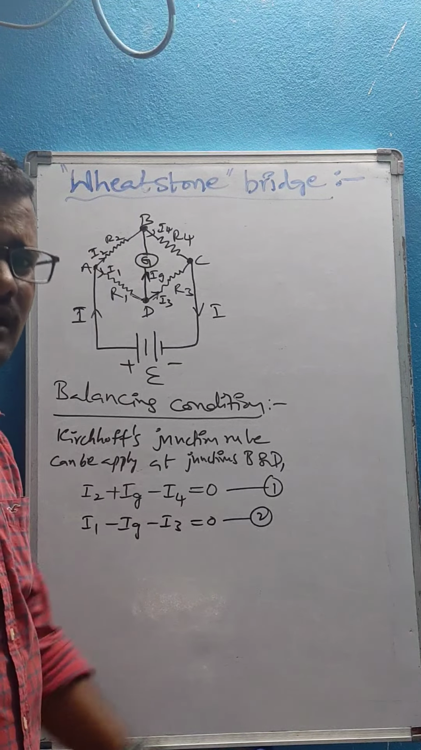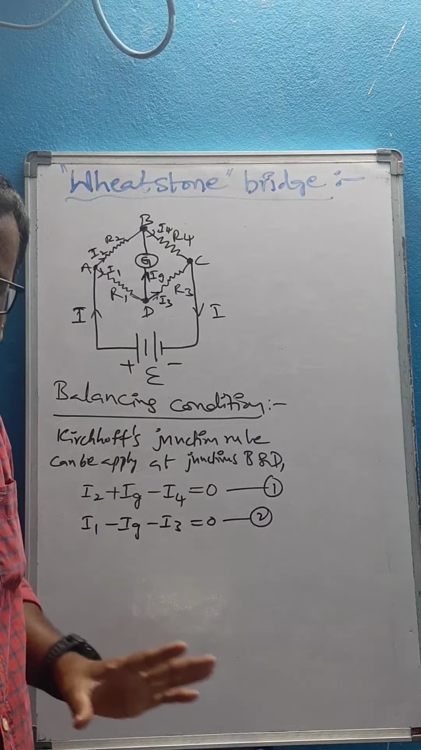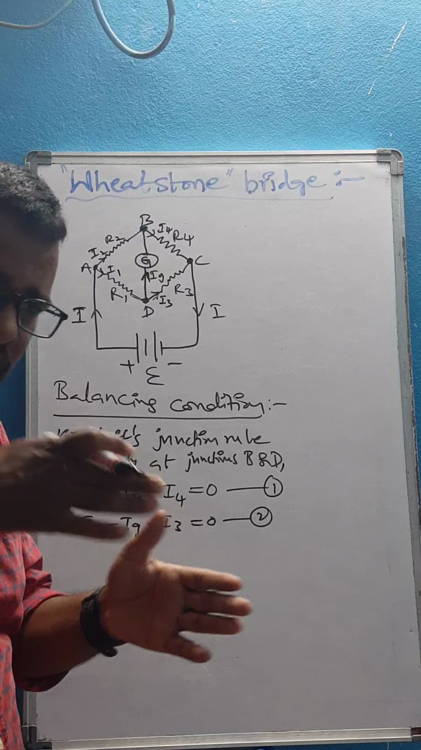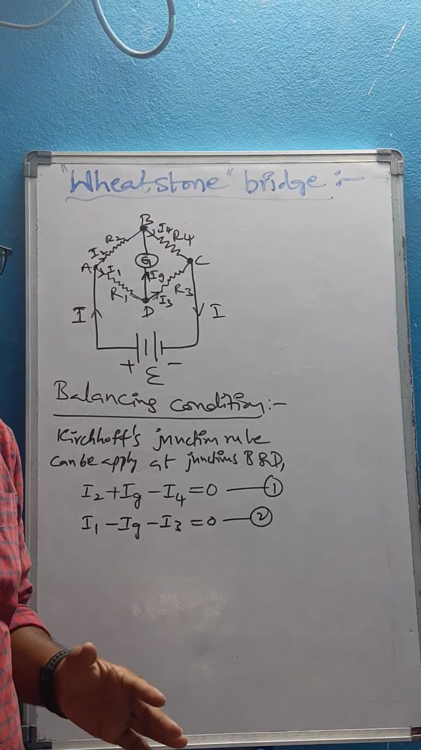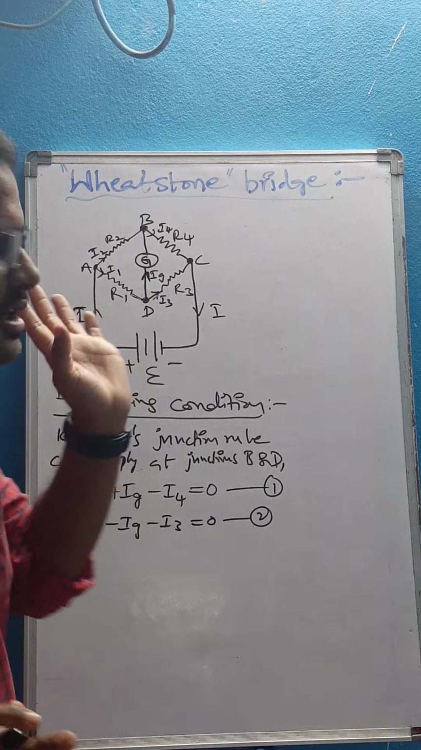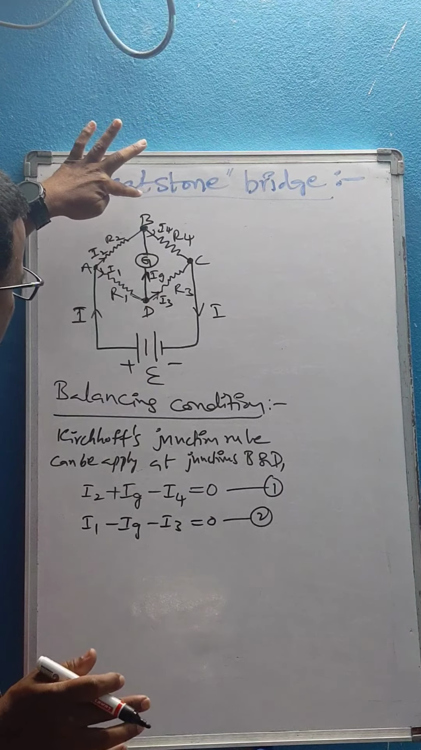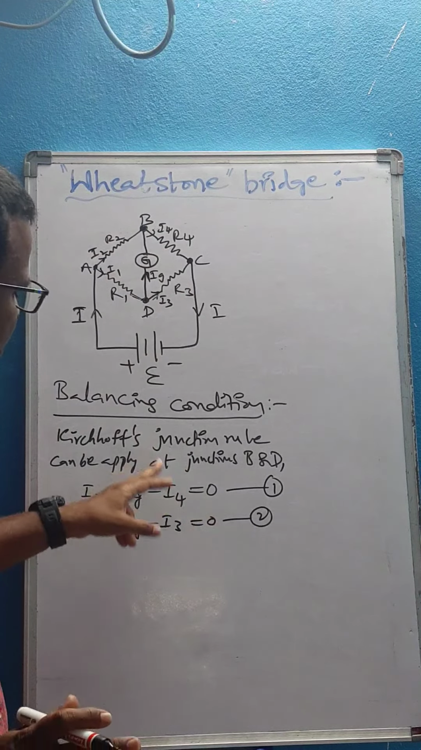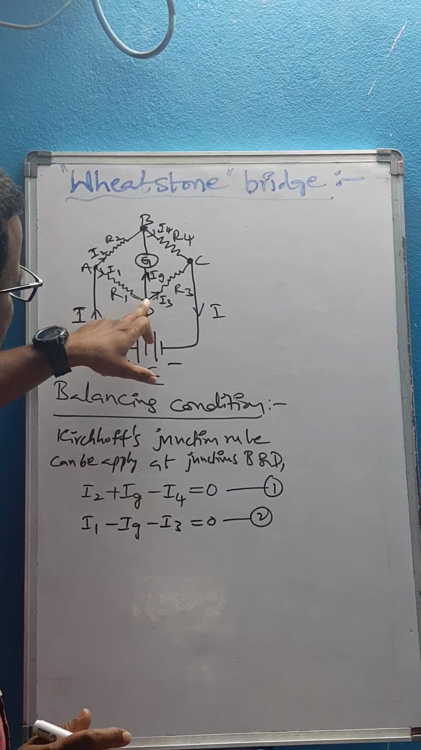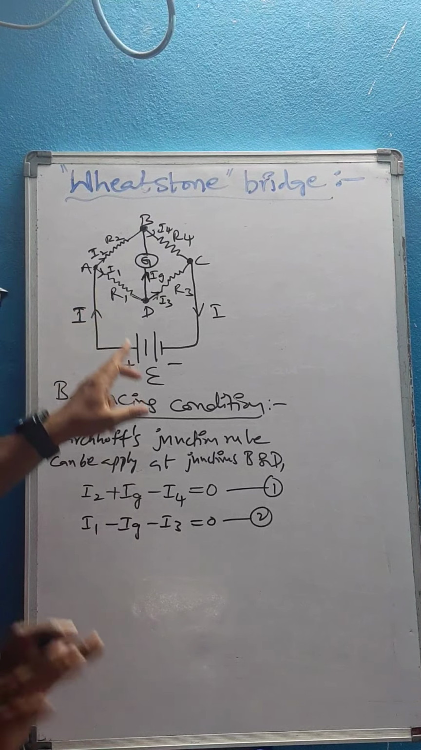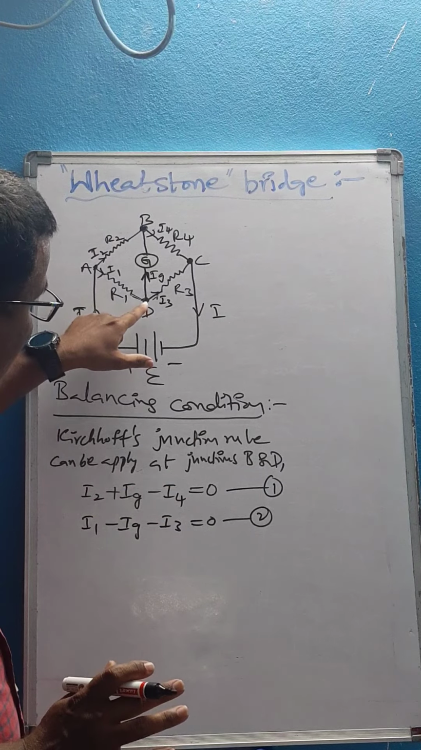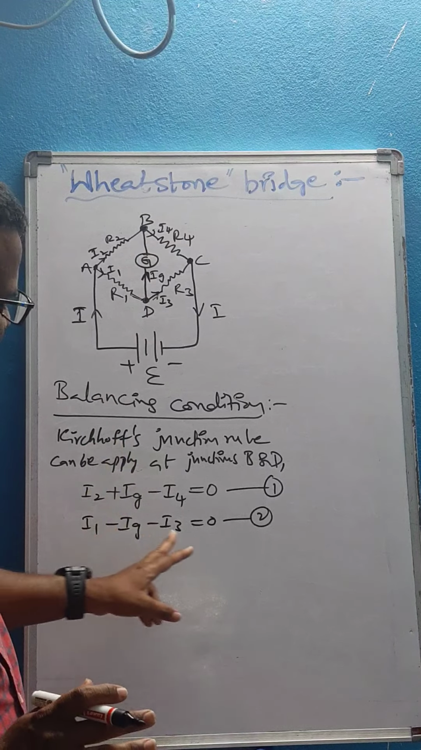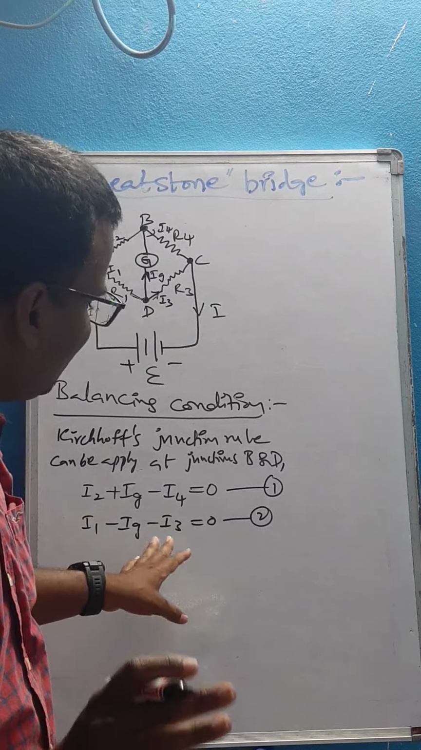Is it clear? According to Kirchhoff's first law, the junction rule, the currents entering a junction can be taken as positive. The currents leaving the junction can be taken as negative. So at junction B, I2 and Ig are entering currents, that's why taken as positive. I4 is leaving, that's why taken as negative. Similarly at junction D, I1 is entering, so I1 can be taken as positive. But Ig and I3 are leaving, so Ig and I3 currents can be taken as negative.